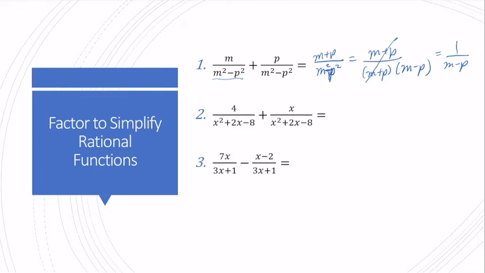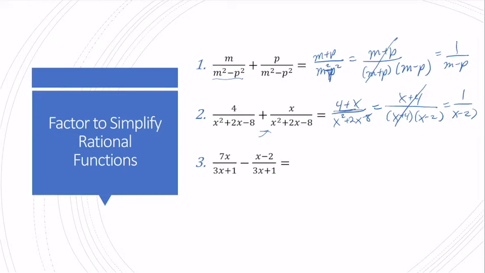Next, I have 4 over x squared plus 2x minus 8 plus x over x squared plus 2x minus 8. So I have 4 plus x over x squared plus 2x minus 8. Now I need to factor my denominator. So I think, what are the factors of AC that add up to b? The factors of AC that add up to b are going to be 4 and negative 2. I'm going to rewrite 4 plus x as x plus 4. As we see, this cancels, so I'm left with 1 over x minus 2.